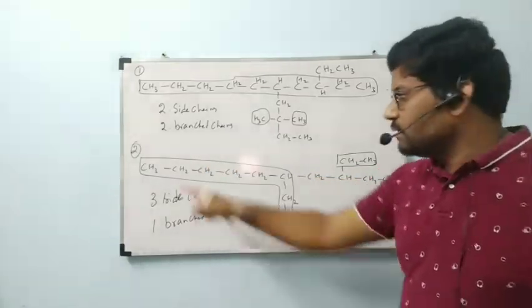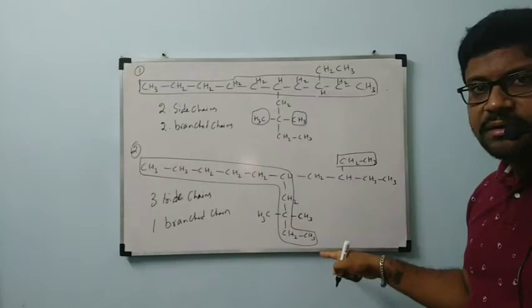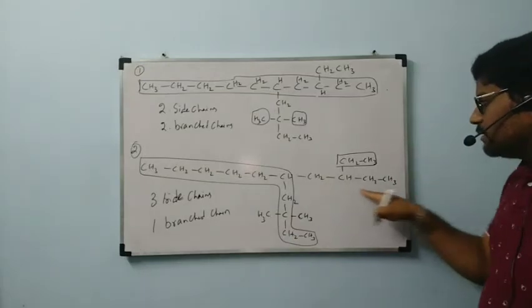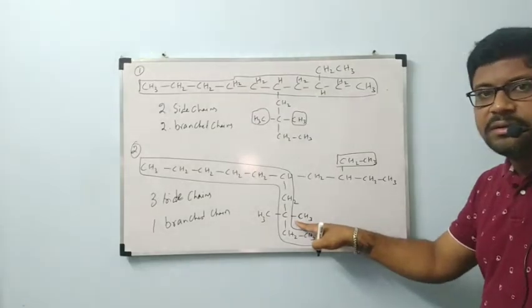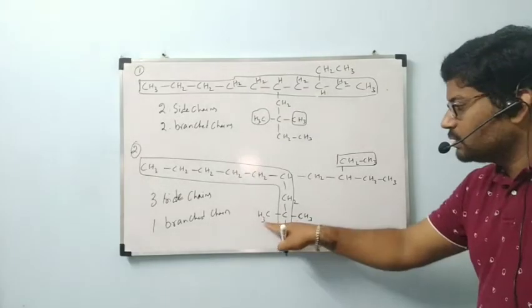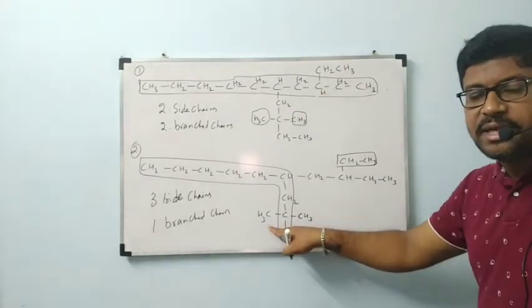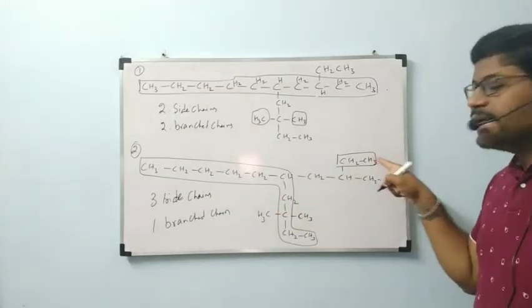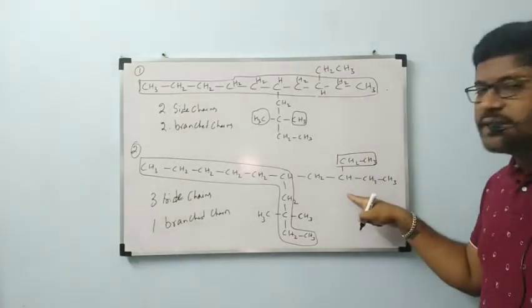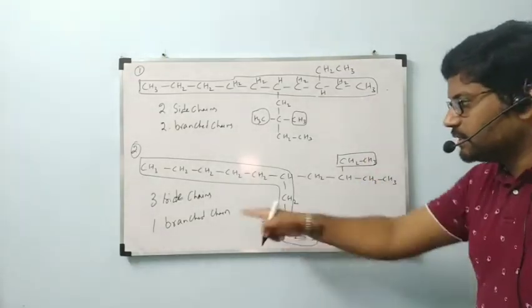Second possibility: if you select this one as the parent chain, this one will be side chain 1. This is directly bonded to the parent chain, 2. This is also directly bonded to the parent chain, 3. We have 3 side chains. This is not directly bonded to the parent chain. This is bonded to a side chain. That is called branched chain 1.